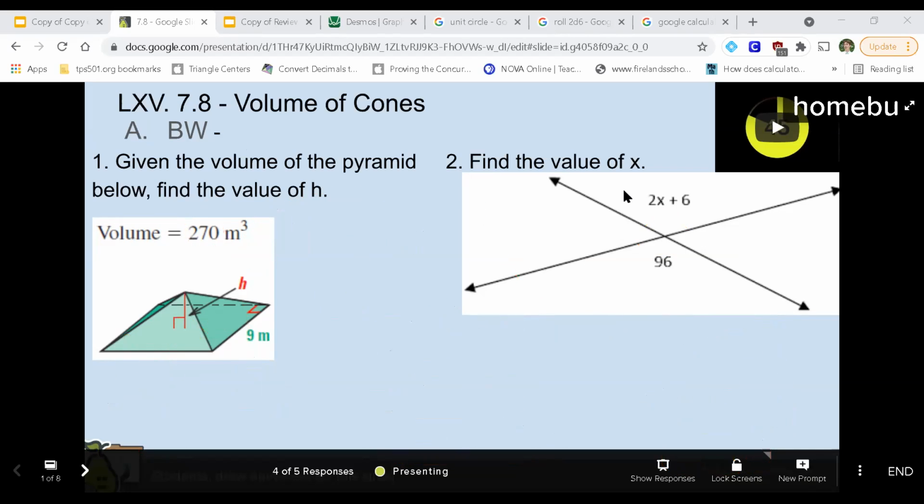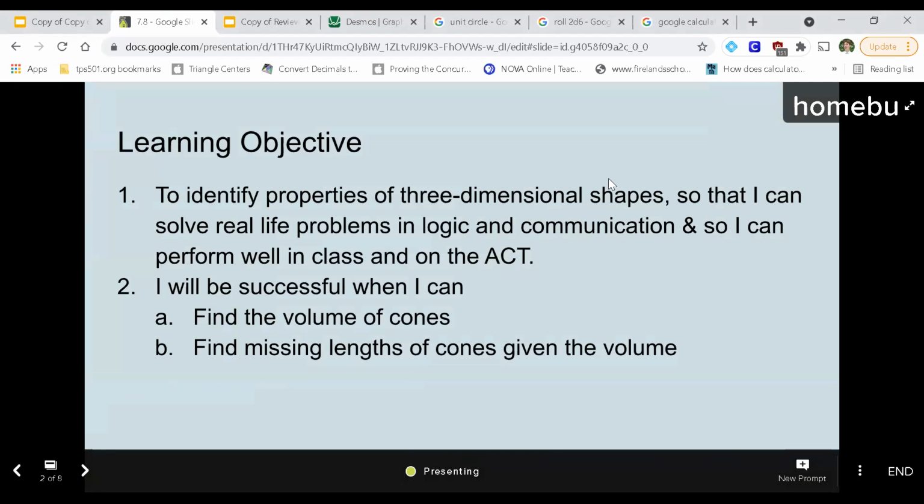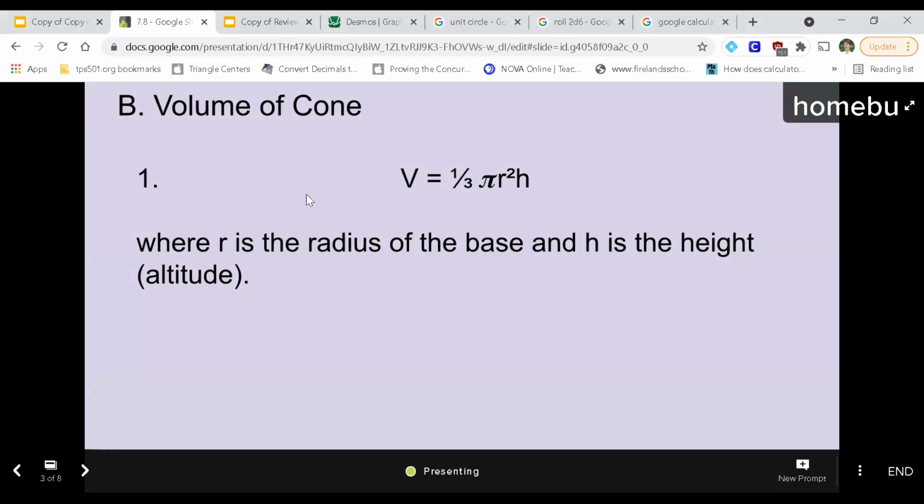You know how many emails I've gotten? Mr. Lake, when are we going to go over cones? Mr. Lake, I'm dying to hear about the volume of cones. That's today. Resolve all of your issues.